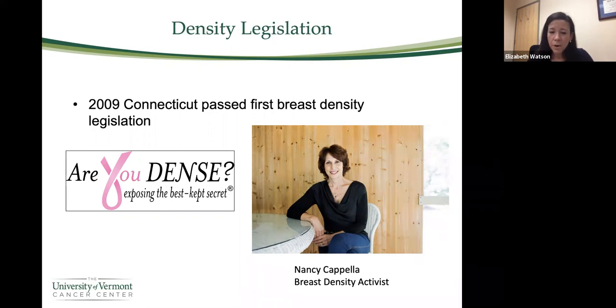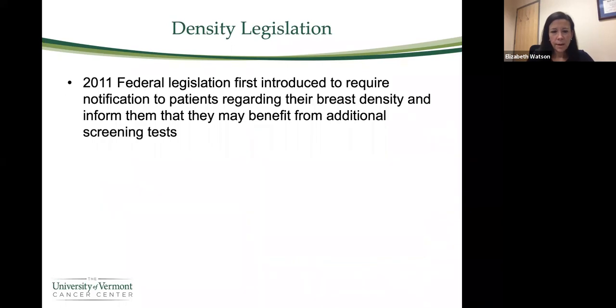And so because of her work, in 2009, Connecticut was the very first state to pass breast density legislation. And in 2011, there was federal legislation that was first introduced that requires that all patients who have a mammogram know their breast density as a result of their encounter, their mammogram. And they also need to be informed that they may benefit from an additional screening test. So sometimes if you do have dense breast tissue, an ultrasound may be an additional benefit.